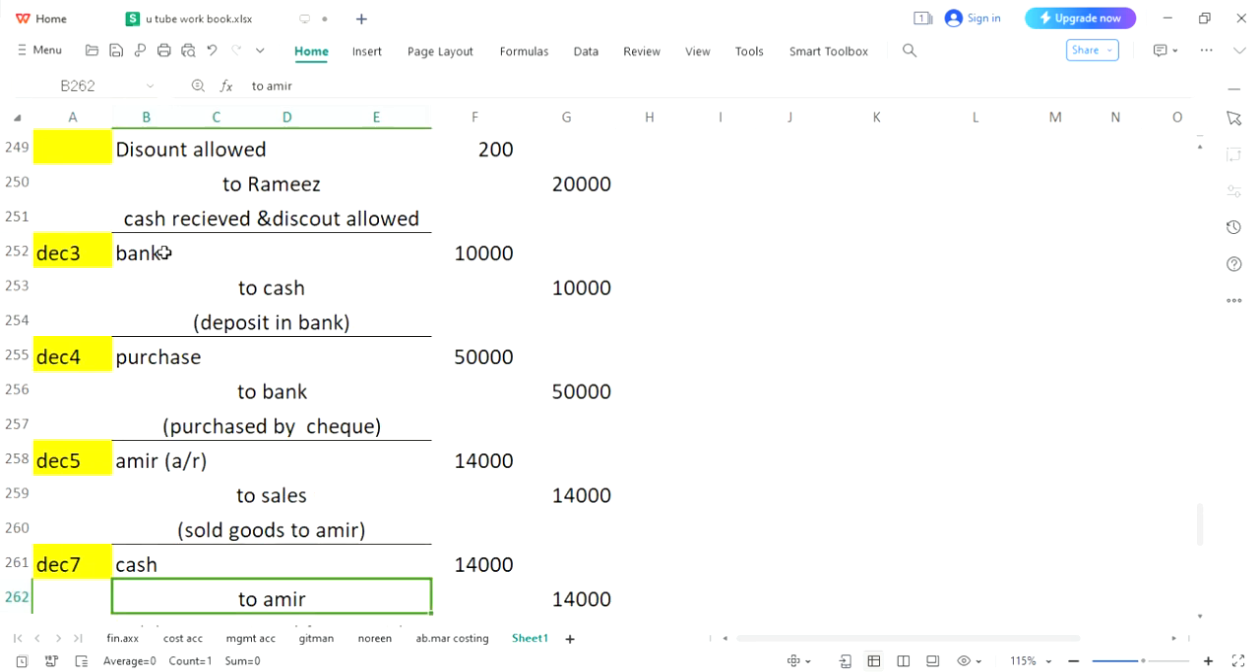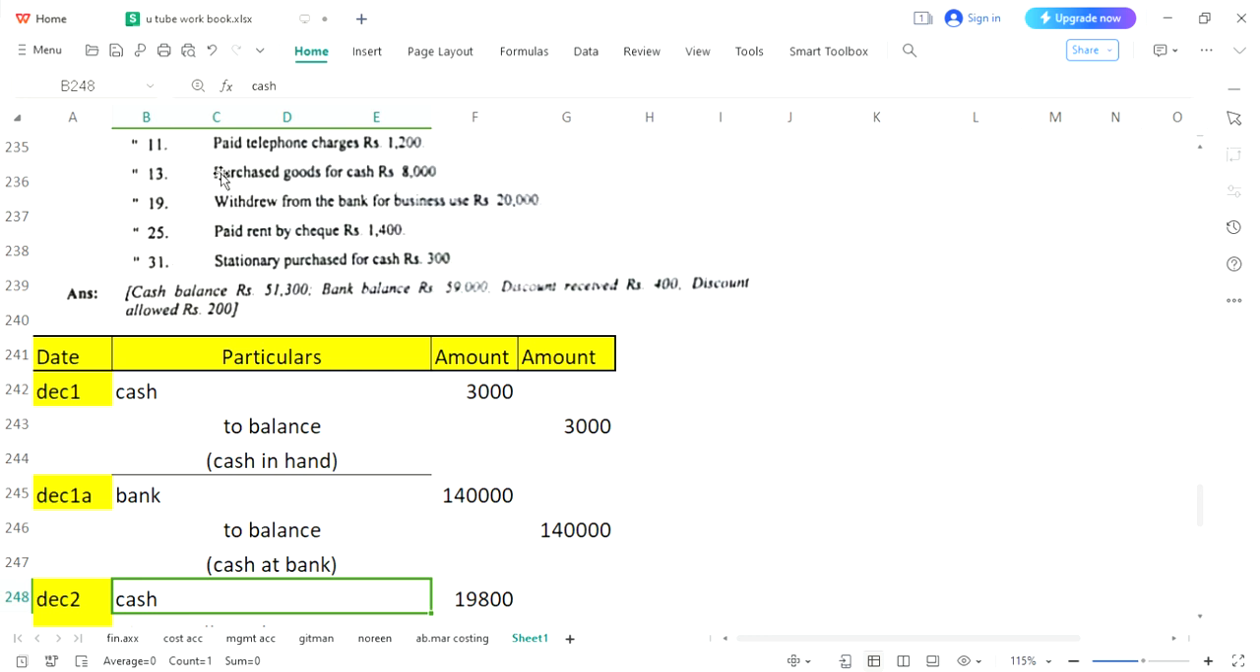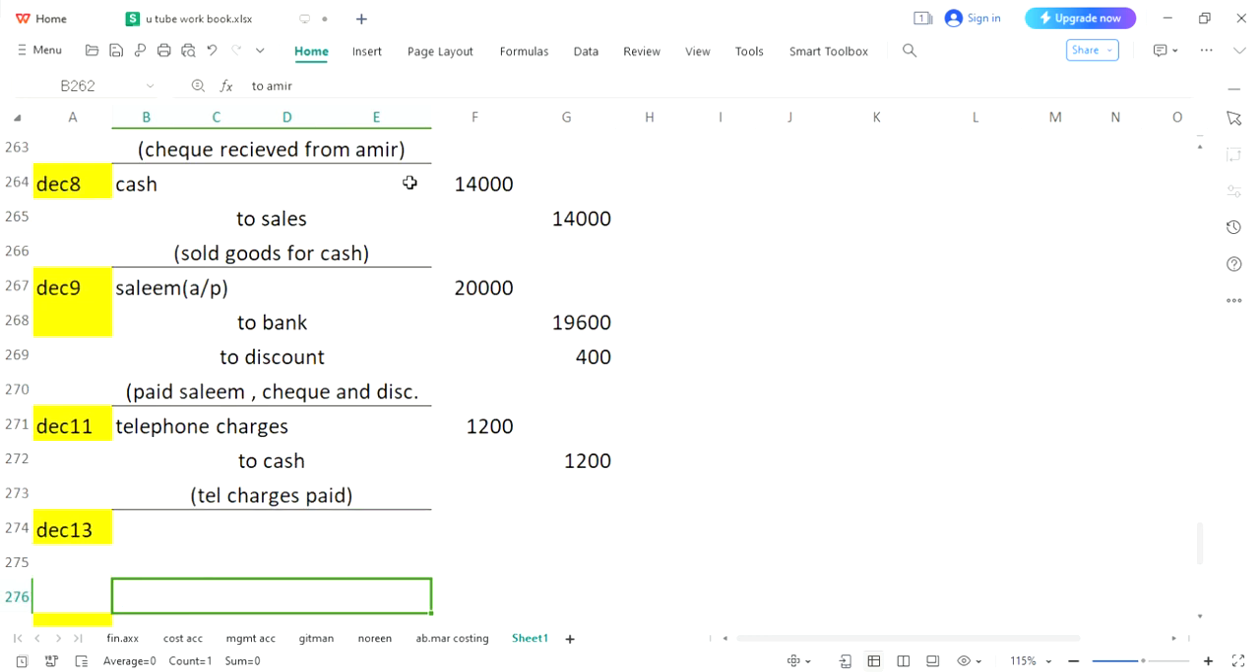Now we will see December 13, and let's see what December 13 is saying. Purchase goods for cash. A simple entry we have done so many times. Purchased goods by cash.